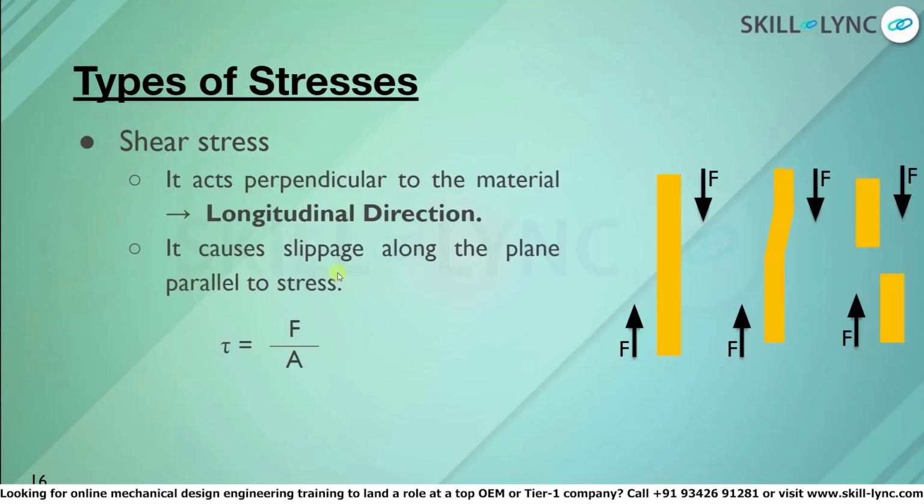The next type of stress is called shear stress. Shear stress acts perpendicular to the material, that is in the longitudinal direction. It causes slippage along the planes parallel to the stress. Shear stress is depicted using tau, which is equal to the force divided by the cross-sectional area of the material. An object under shearing will bend and eventually break.